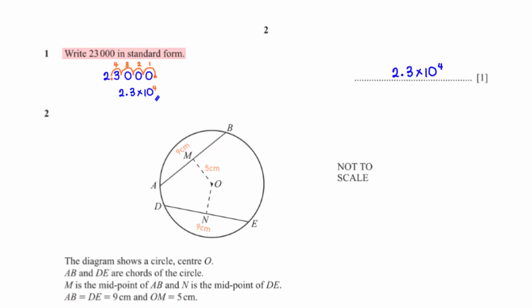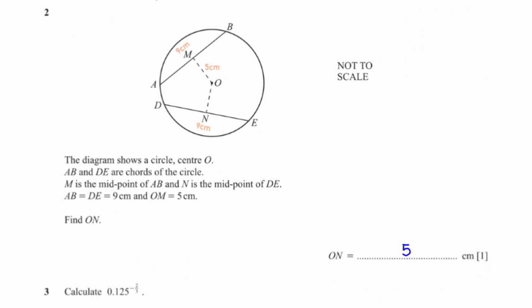Write 23,000 in standard form. To write this number in standard form, move the decimal point from the end of the number to a position after the first non-zero digit, which is 2. So we have 2.3. Since we moved the decimal point 4 units to the left, we multiply 2.3 by 10 raised to the power 4.